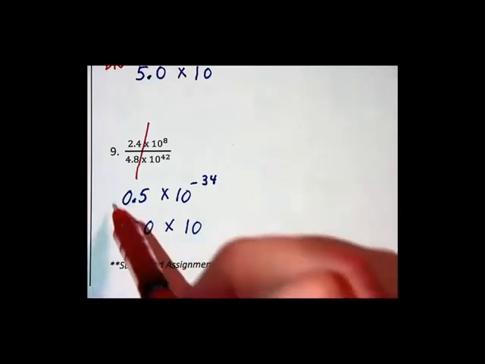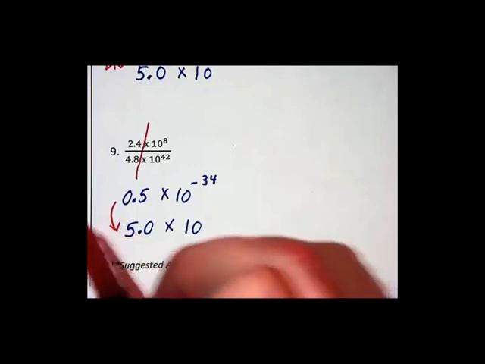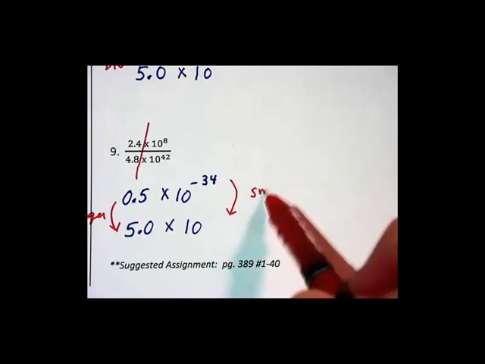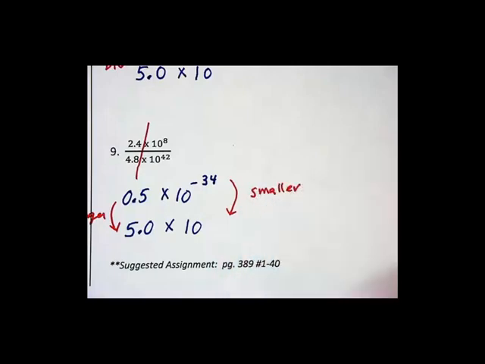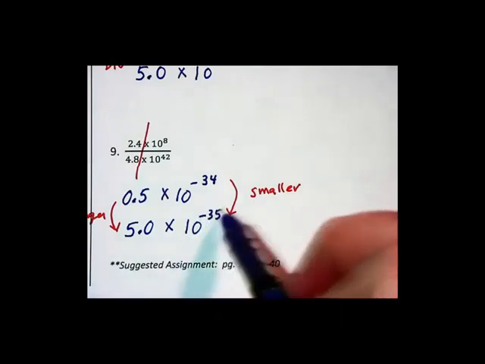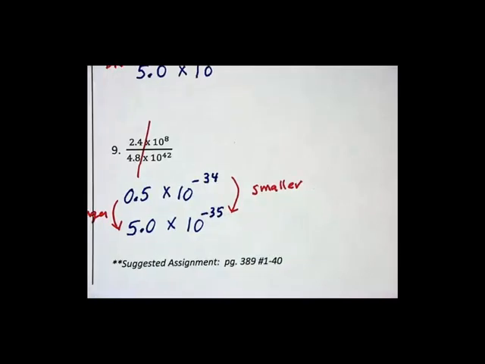I'm going to convert that into 5.0 times 10 to some power. Now on the left, going from 0.5 to 5.0, this got larger, so to compensate I'm going to make sure that this gets smaller and divide one of those 10s off. And the next integer smaller than negative 34 is negative 35, not negative 33. Remember how in the negative numbers, smaller actually means a larger negative number, so to speak.